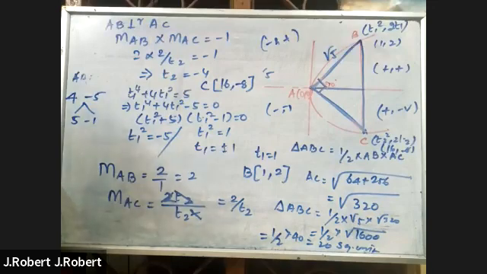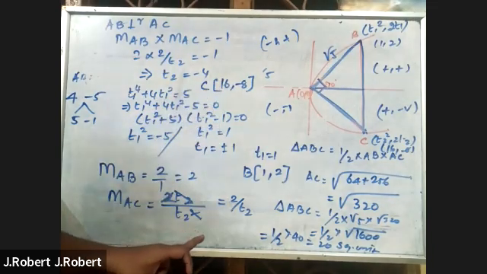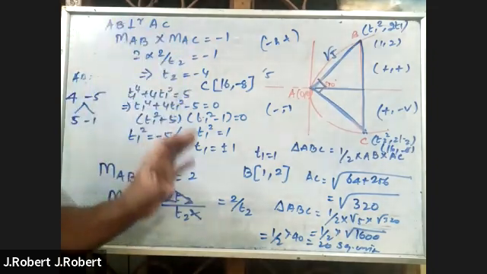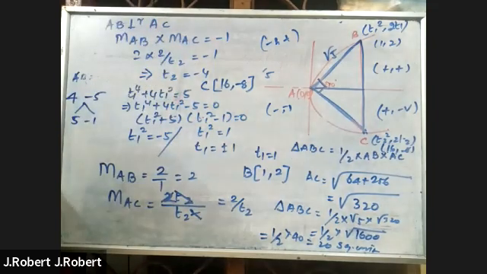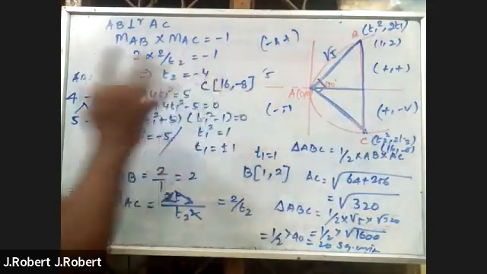Next, I am going to find out AC. How is it possible? It is given that AB and AC are perpendicular. Find the slope of AB using the two-point formula, and find the slope of AC. The product of the slopes equals minus 1, since these two lines AB and AC are perpendicular. Applying this, we get t2 equals minus 4. Since t2 equals minus 4, substituting in the C value, we get (16, minus 8).